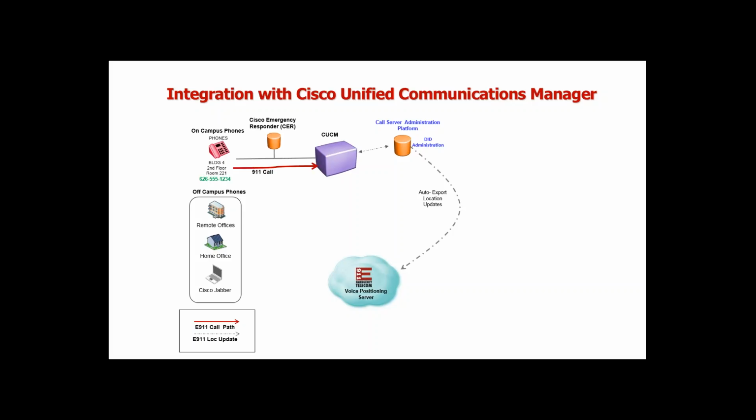Someone moves to building 4, second floor, room 221, and we assigned a unique ELIN, this 555-1234 number, to it. The Cisco Emergency Responder will detect that they've moved, and it will update and say, okay, they're now on the second floor in this area of building 4, which we've assigned this 555-1234 number to.